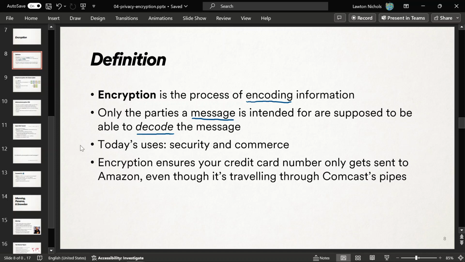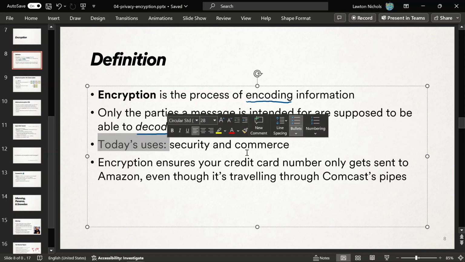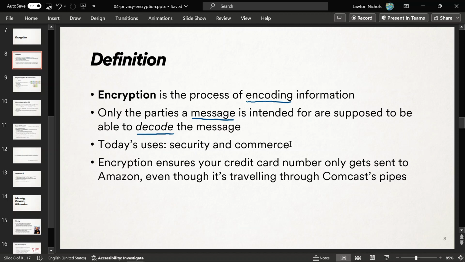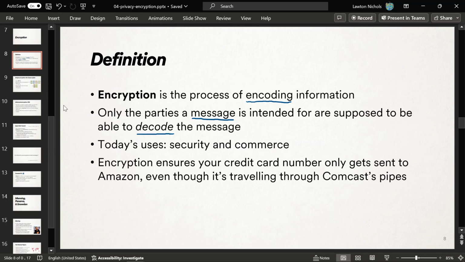Today, the main uses of encryption that happen all the time are for security purposes, like logging in with your password, making sure that nobody can view your password as it's being sent around the internet, and also commerce. It has to do with the security of commerce websites as well. Like you enter your credit card number and click, yes, I want to buy this thing on Amazon, encryption makes sure that only Amazon gets your credit card number and your address and stuff like that.